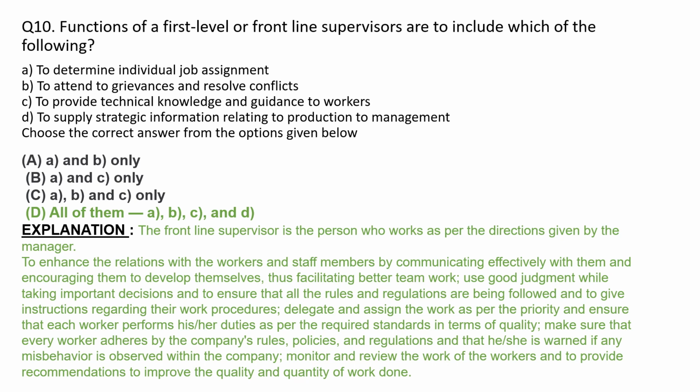Then use good judgment while taking important decisions to ensure that all rules and regulations are being followed, and then to delegate and assign the work as per the priority and ensure that each worker performs his or her duties as per the standards that are required. Then make sure that every worker adheres to the company's rules, policies and regulations, and that he or she is warned if any misbehavior is observed within the company, and then to monitor and review the work of the workers and to provide recommendations to improve the quality and quantity of the work done. So these are the functions of frontline supervisors.